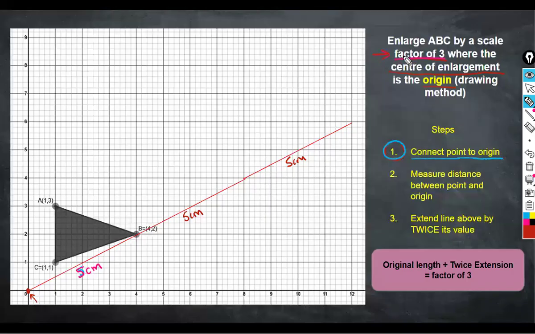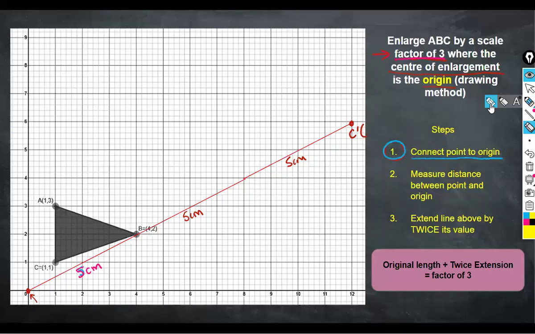When you see an enlargement of factor 3, you have how much of the lines? 1, 2, 3. The first one counts as 1. And then you have 2 more extensions to bring it up to what? 3. So that means C prime will end up over here. So C prime will end up where? By 12. Let's not write it. Will end up by 12.